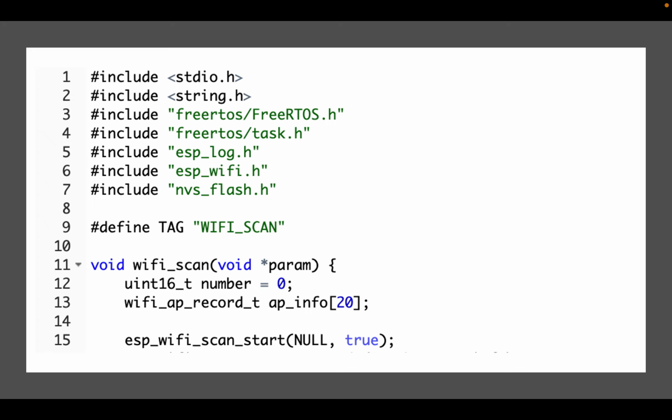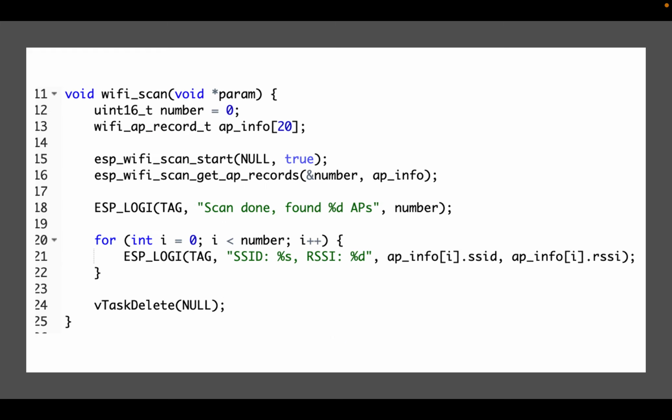So here the necessary header files are included. esp_wifi.h is the most important file here related to Wi-Fi. Then we define a tag for the Wi-Fi scan for logging purposes. Next, look at the Wi-Fi scan function itself. This Wi-Fi scan function here is not taking a parameter, but we are specifying a parameter void.